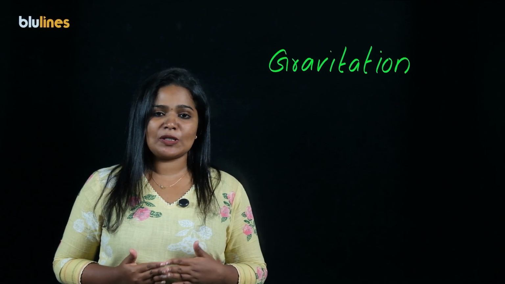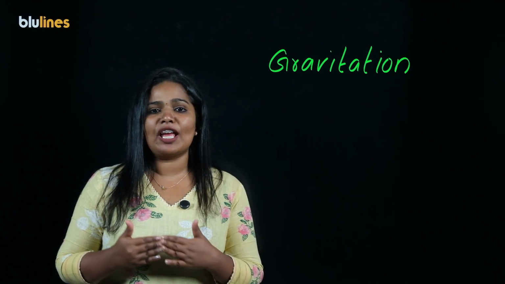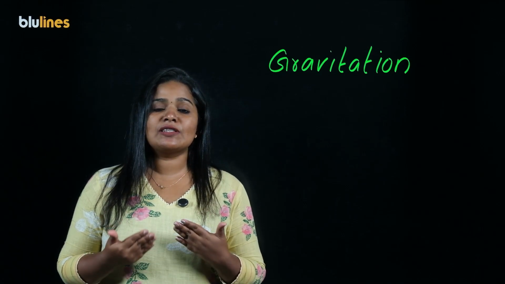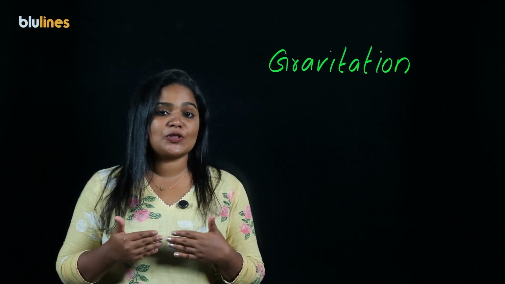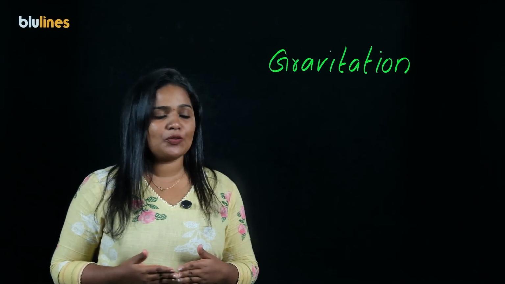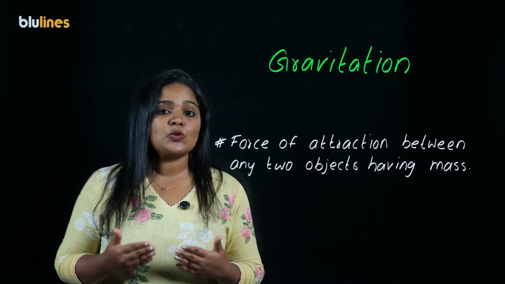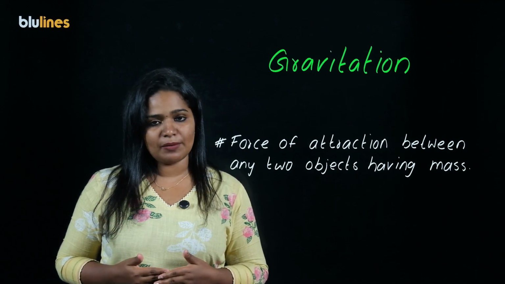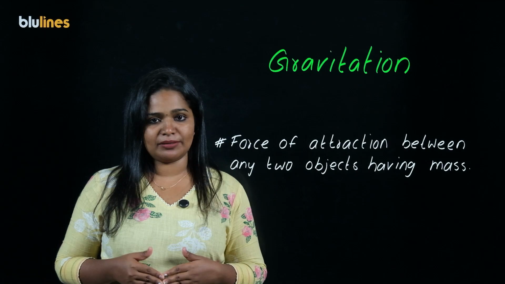Sir Isaac Newton observed that the force which is responsible for the movement of the moon around the earth, the force which is causing the apple to fall down, the force which is holding us to the surface of the earth, all are the same. He named it gravitational force. So what is gravitational force? Gravitational force is the force of attraction between two objects having some mass. And the phenomenon of attraction is called gravitation.